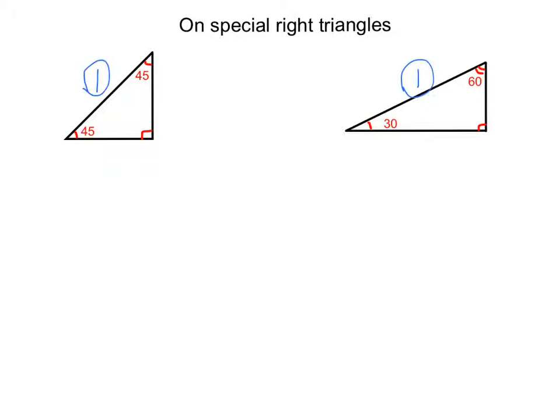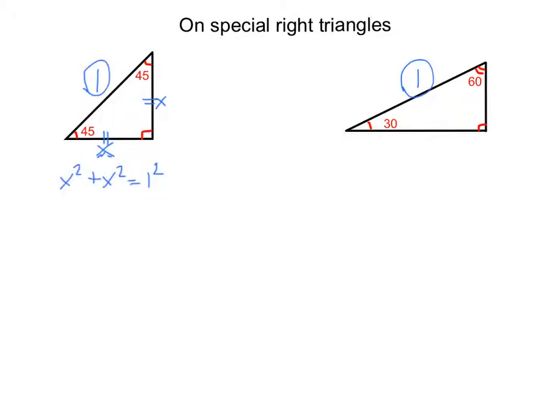So this one on the left, 45, 45, 90, that must be an isosceles triangle because the base angles are congruent, and the converse of that statement we proved was also true, that if the base angles of a triangle are congruent, then the triangle is isosceles. So we know that those are both equal to each other, and we can call them both x. And then we can write the Pythagorean theorem.